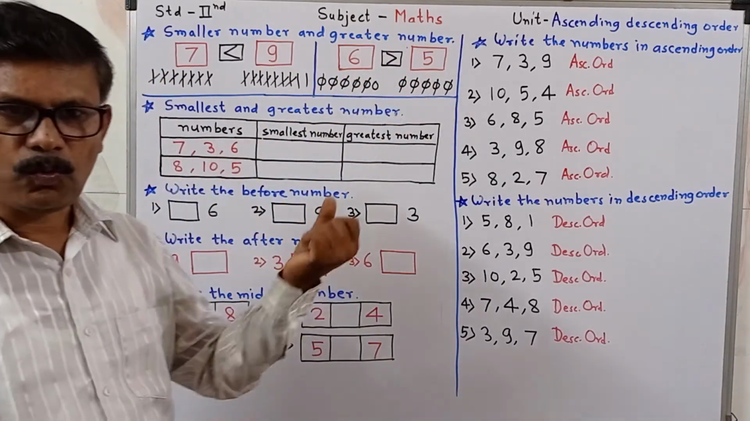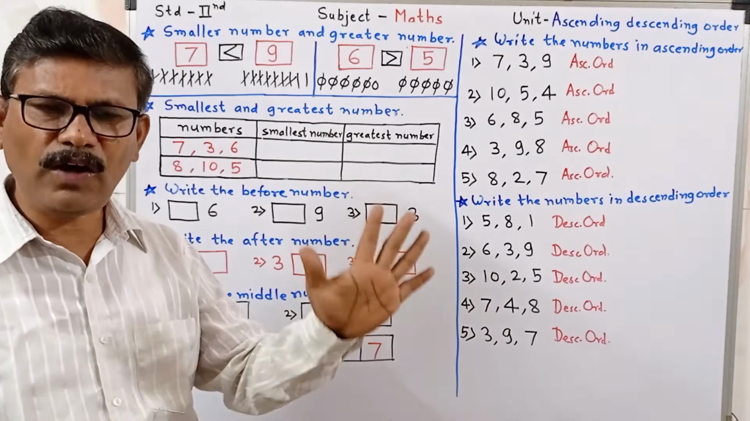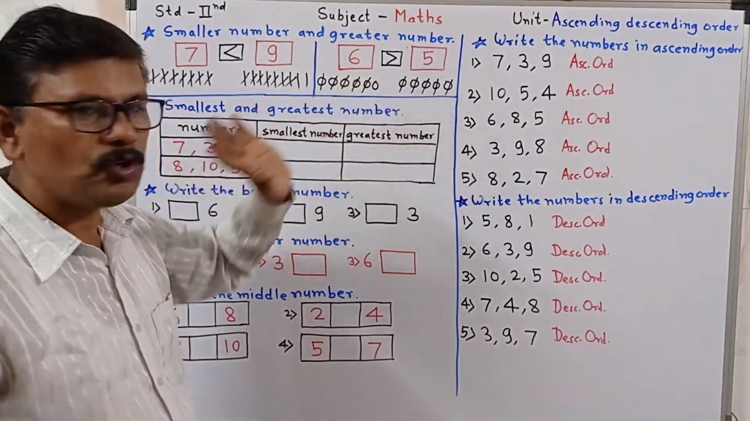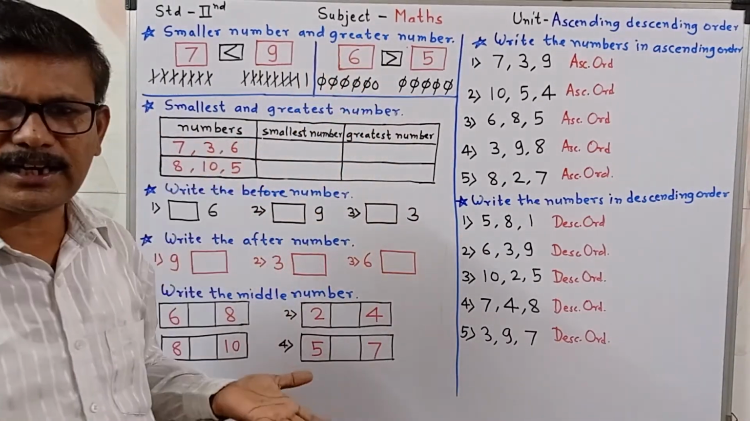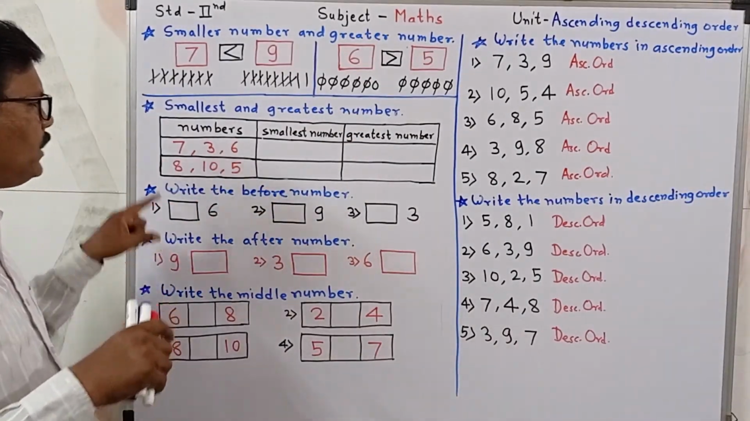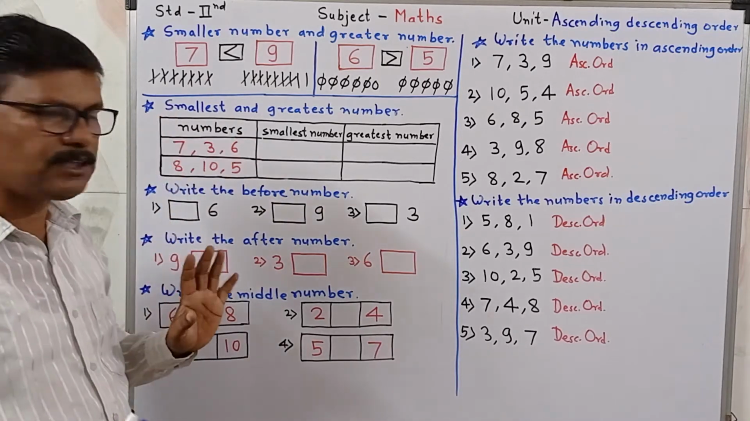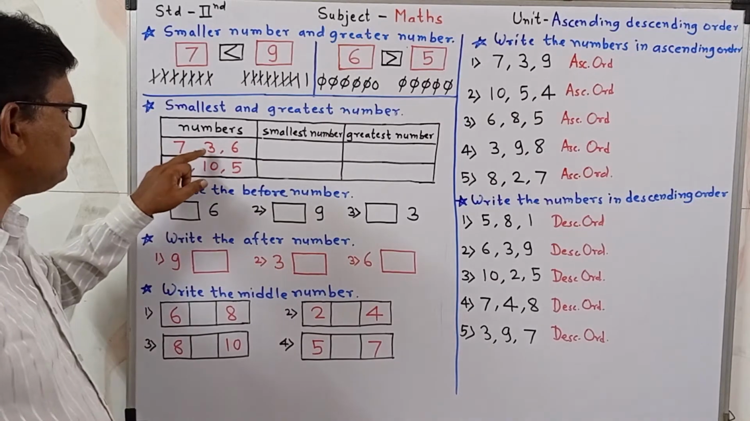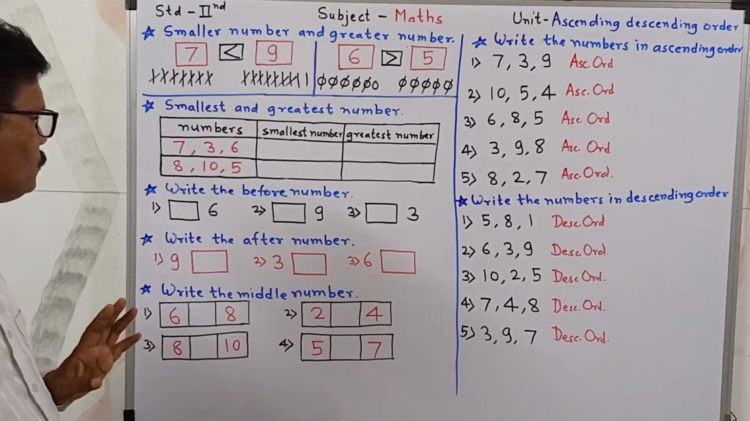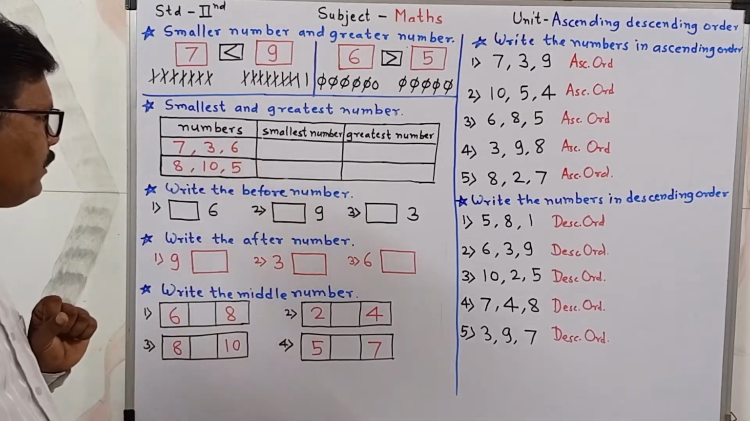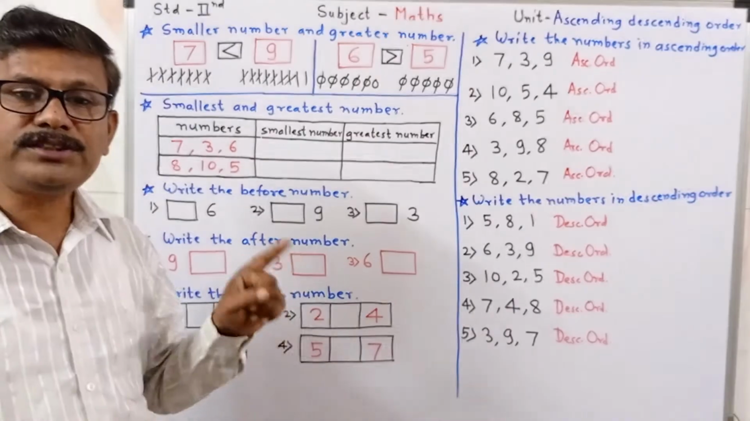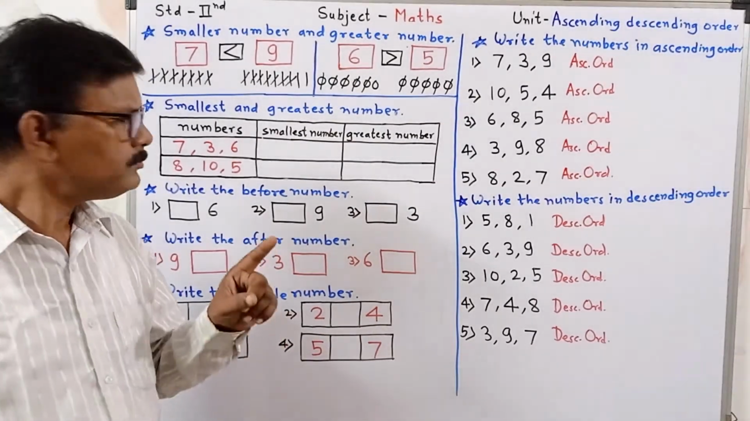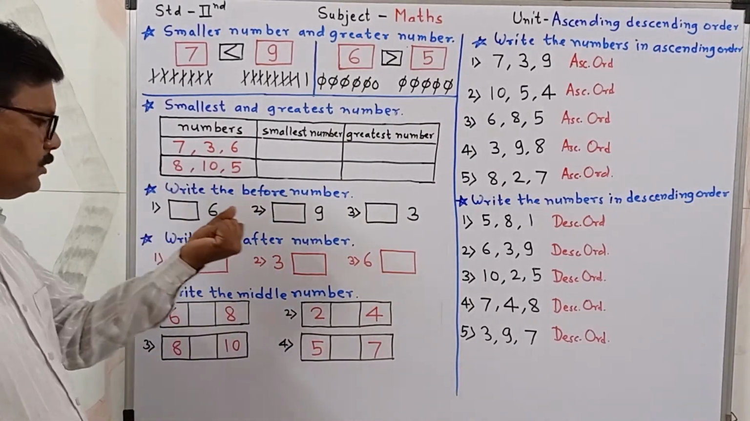5 and 6. 1, 2, 3, 4, 5. Which number came first? 5. So 5 is smaller and 6 is greater. We do this method for smallest and greatest numbers also. Okay. Listen, here is 7, 3 and 6. So which is the smallest number? The number which comes first when we count from 1. That is the smallest number. So 3.